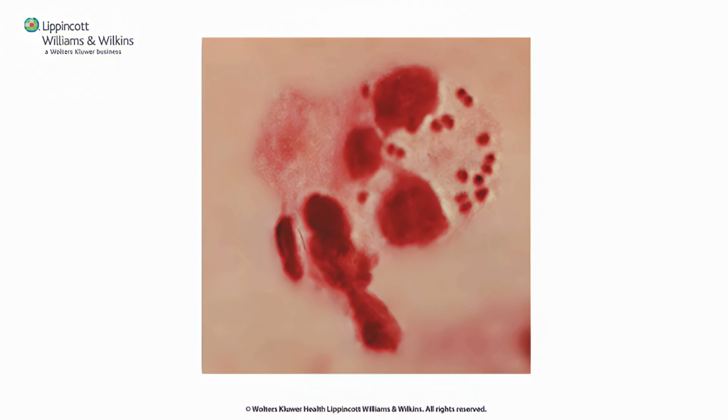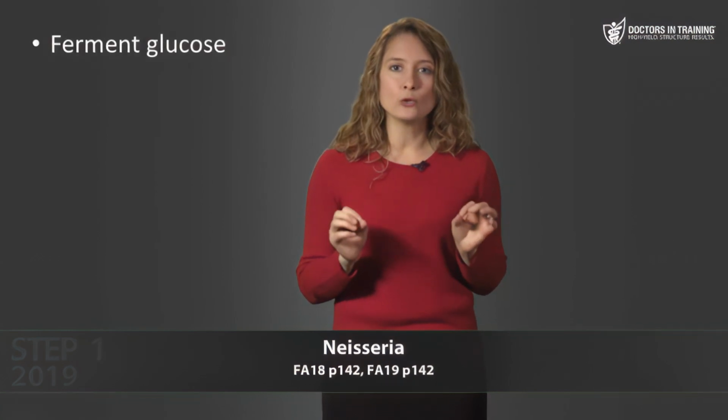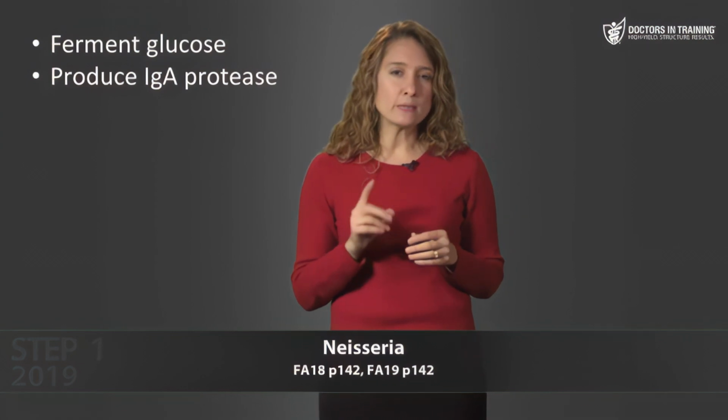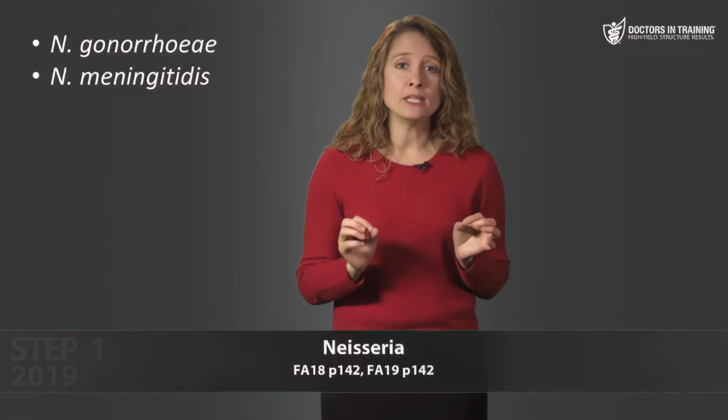But now these are gram-negative diplococci. That should make you think Neisseria species. These ferment glucose and produce an IgA protease. The two most important species for you to remember are Neisseria gonorrhoeae and Neisseria meningitidis.